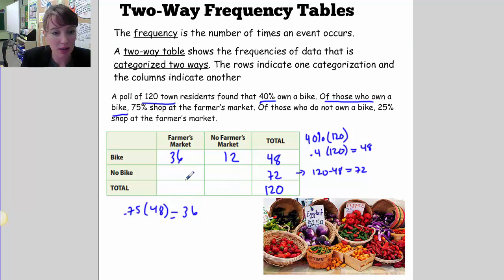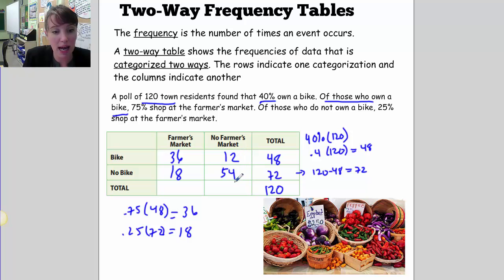If two things are missing in a column, then we can't figure out what they are. Let's see if there's any more information. Okay, of those who did not own a bike, 25% shop at the farmer's market. So we want to get 0.25 times 72, and that's going to be the people who shop at the farmer's market, and that's going to be 18 people here. We know that this plus this is 72, so this must be 54. And that makes sense because half of 72 is 36, and then half of that is 18.